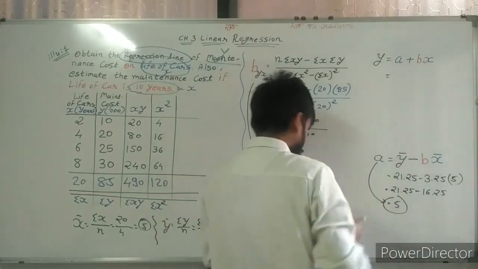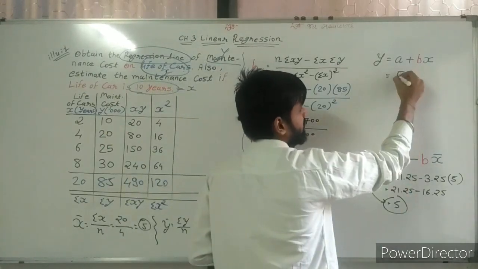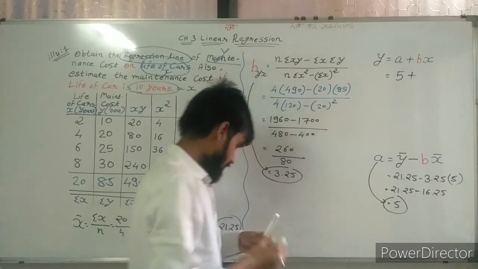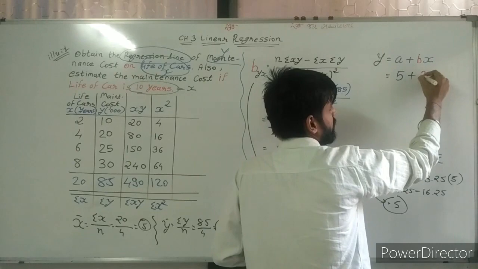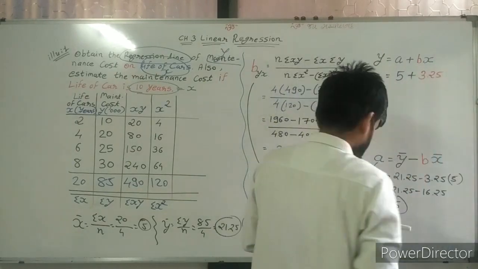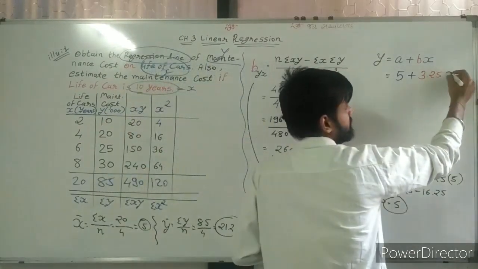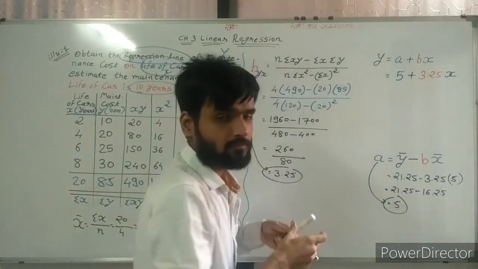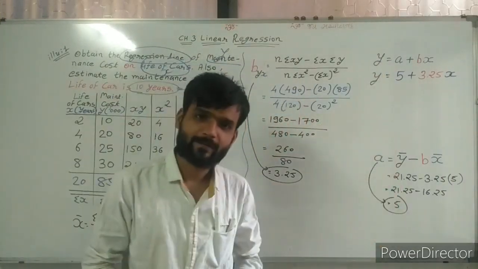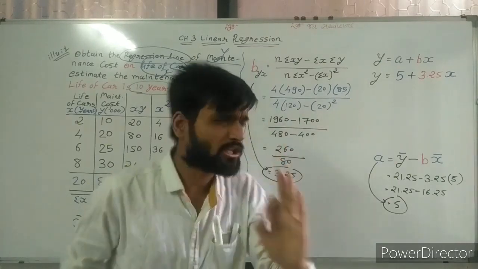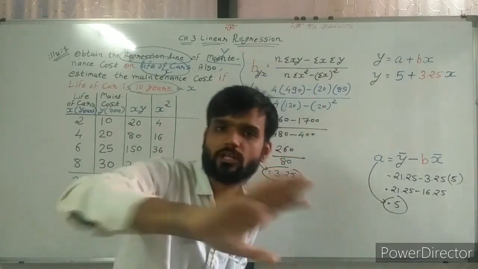Now value of A, sir, is 5. So I am writing here 5 plus value of B, that we also know B is equal to 3.25. So write here 3.25. For X, first don't write the value of X. X is as it is. Now this becomes my regression line Y. Now the regression line is Y is equal to 5 plus 3.25x. First question clear.